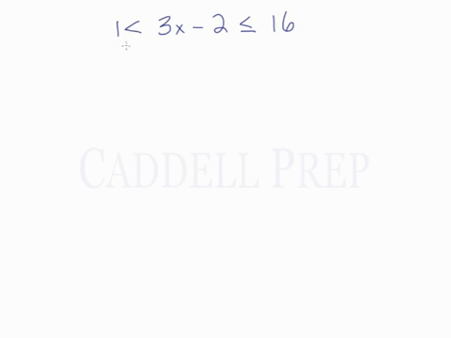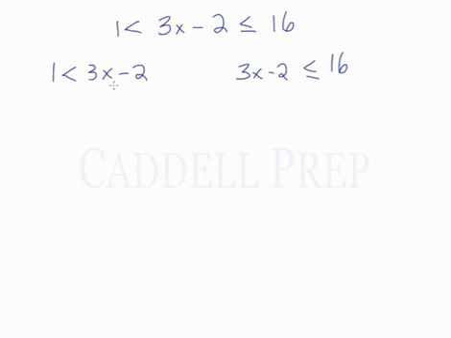Here we have a more complicated inequality. We have two different conditions. 3x minus 2 has to be greater than 1, and also 3x minus 2 has to be less than or equal to 16. This is kind of complicated to do as is. What we should do is separate these into two different inequalities. So we'll do the first part: 1 is less than 3x minus 2. And then we'll do the second part: 3x minus 2 is less than or equal to 16.